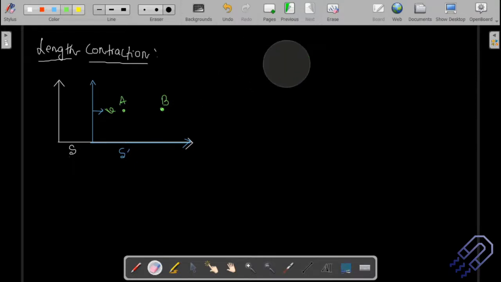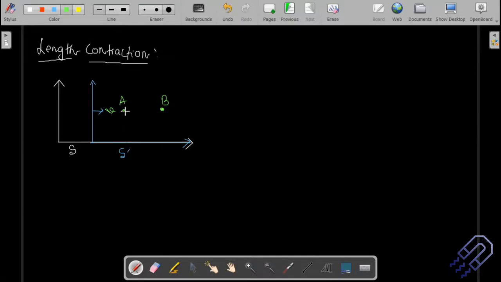So if you're moving very fast, and there are two pillars, and you find out the distance, it will be different than if you are standing there and measuring the length. If you're moving and measuring, it will be different. If you're standing and measuring, it will be different, and that's the idea behind length contraction. So it's a very simple idea here, okay.